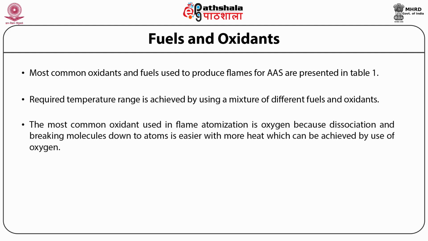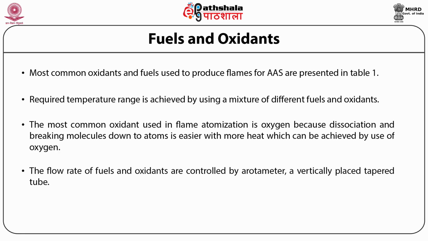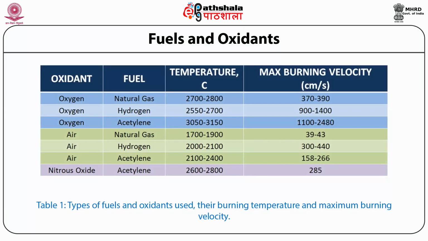The most common oxidant used in flame atomization is oxygen, because dissociation and breaking molecules down to atoms is easier with more heat, which can be achieved by the use of oxygen. The flow rates of fuel and oxidant are controlled by a rotameter, a vertically placed tapered tube. Here you can see the types of fuels and oxidants used and their burning temperature and maximum burning velocity.